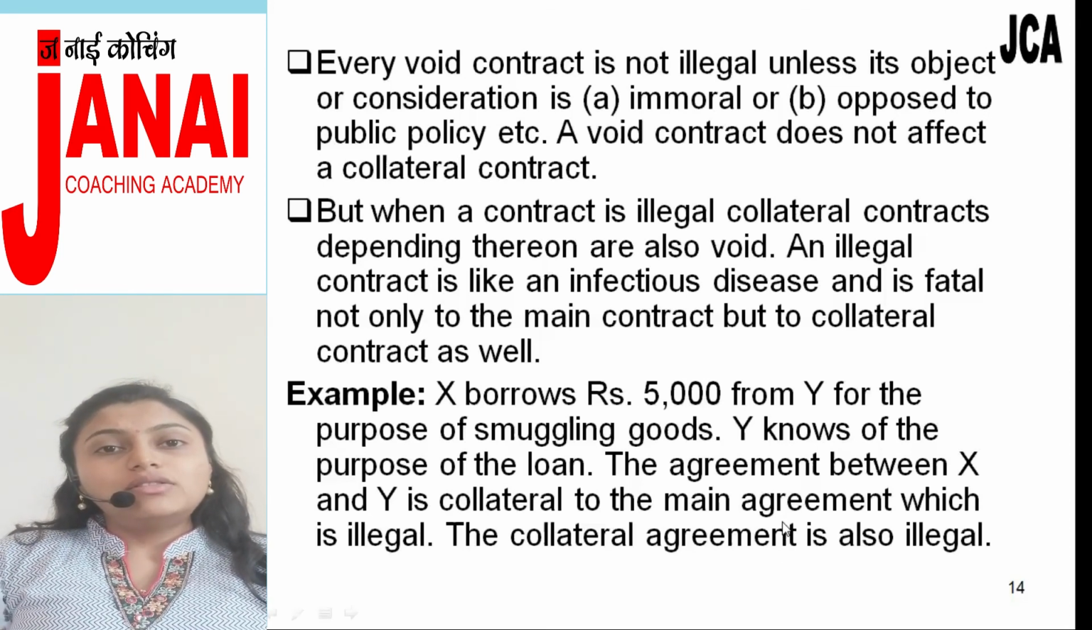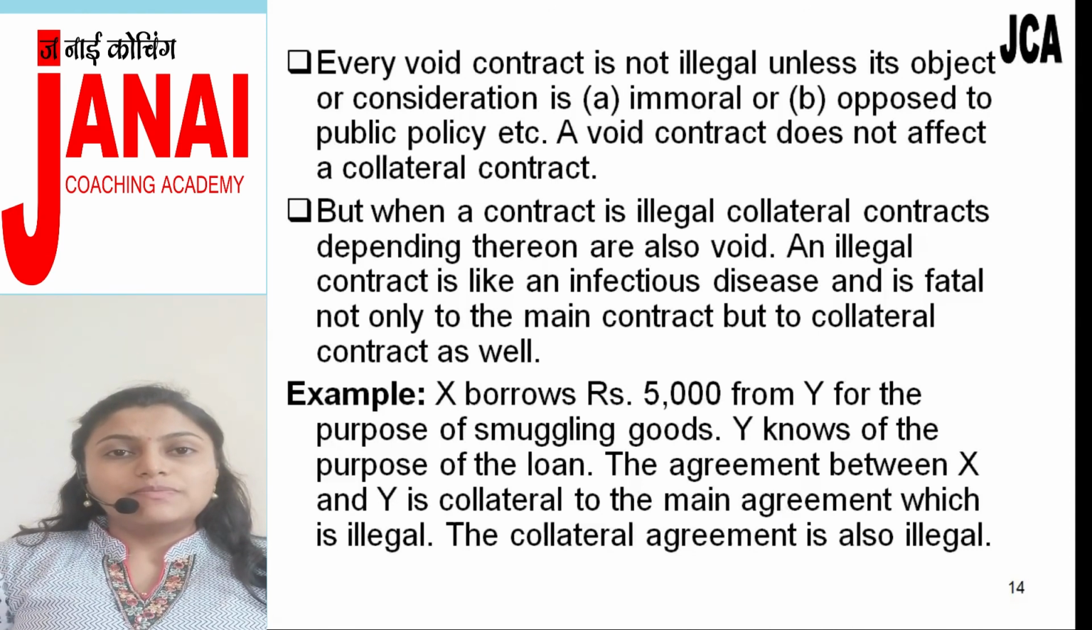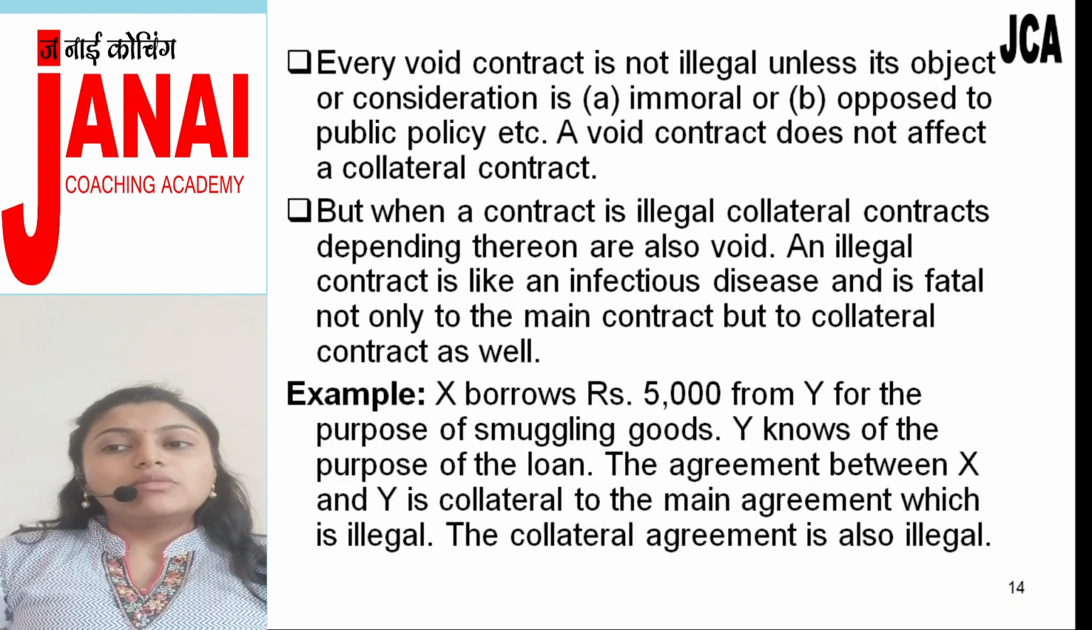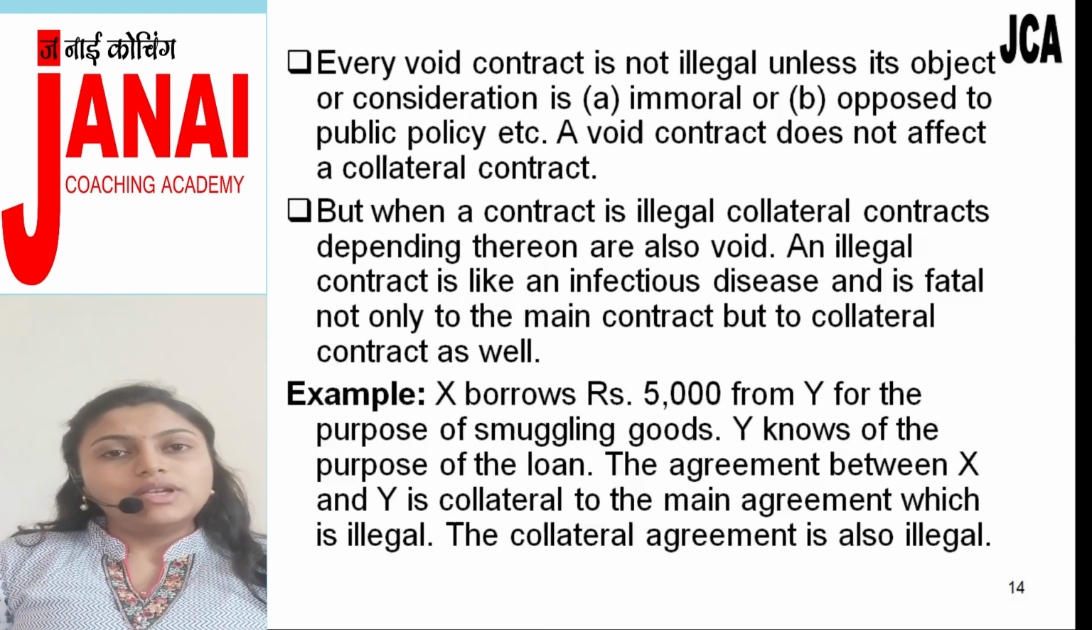Now, the money lender knows the purpose why Mr. X is borrowing that rupees 5,000 from him. In this agreement between X and Y, the collateral agreement is smuggling of goods. So, the main agreement also becomes illegal. Thus, both the agreements become illegal.